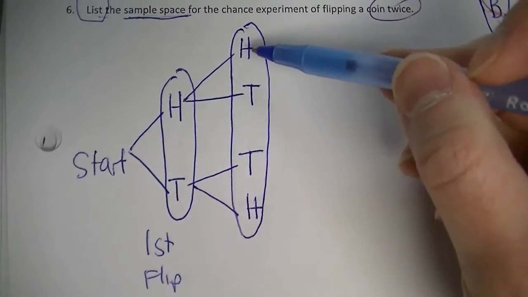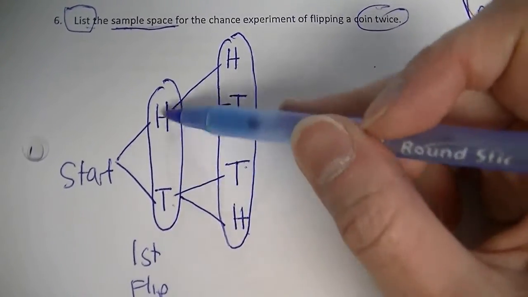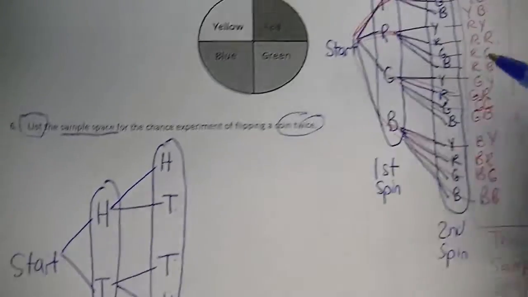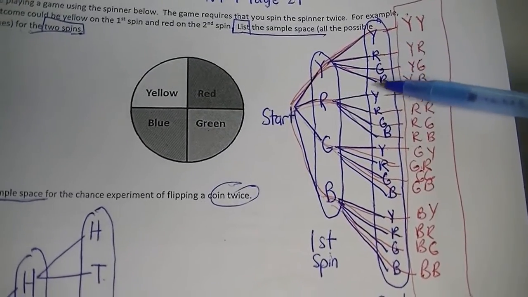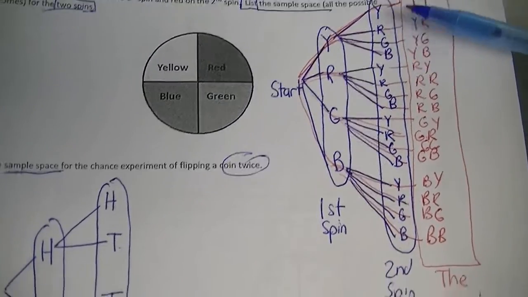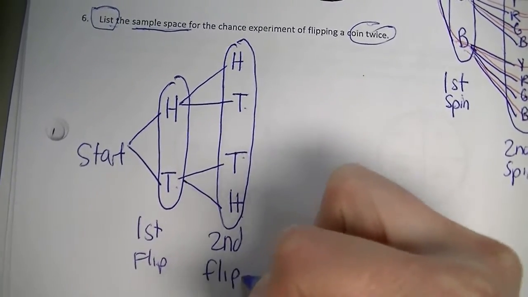Now remember how I told you to be consistent and do heads and tails and then heads and tails? When it's something this small where there's only 2 options, it doesn't really matter. I don't think I'd get mixed up. But in the previous problem, where we had a lot to list, it's a better idea to keep it consistent, okay? So anyway, this column right here, we're going to label it second flip.